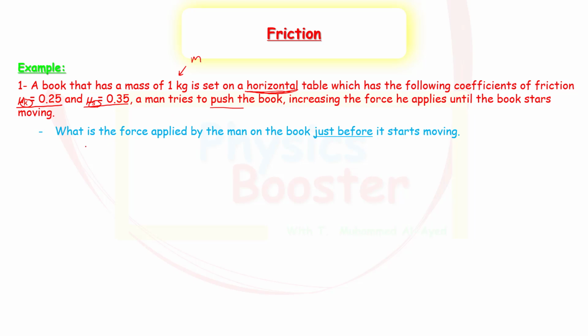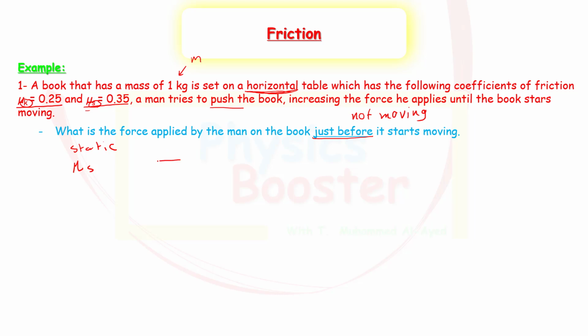Now, he keeps on increasing the force until the object starts moving. First question, what is the force that is applied by the man on the book just before it starts moving? In other words, it is not moving. Okay, since it's not moving, which coefficient of friction shall we use? Exactly, we will be using the static coefficient of friction, so we can say it is static. In other words, we will be using mu s because it's static. Now, he's asking about the force applied by the man on the book just before it starts moving.